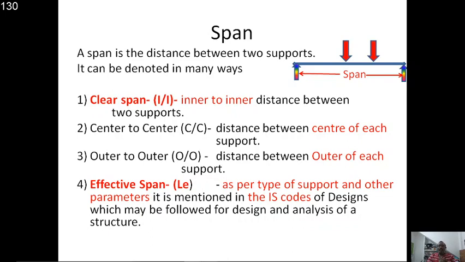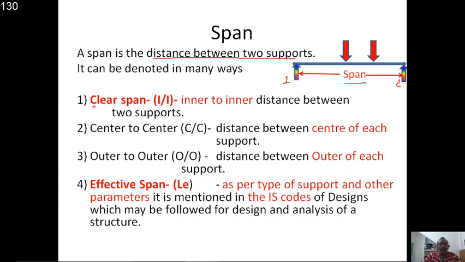A span is nothing but the distance between the two supports. The distance between the two supports is known as a span. So you can see here it has the span. This is support 1 and this is support 2. So the distance between two supports is known as the span. In spans also there are different types of spans. According to our design parameters, we will use the span nomenclature.